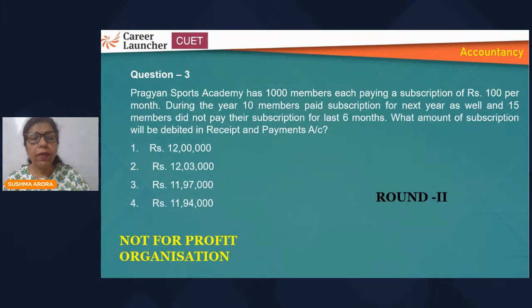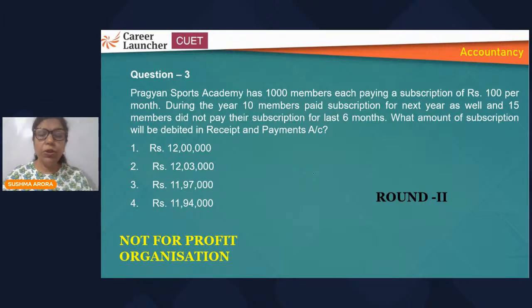Question number 3 is a little bit calculative. 1000 members, 100 each, 10 members paid for the next year, 15 members did not pay the subscription for the last 6 months. What amount of subscription will be debited in receipt and payment account? Yes, children, try to do this question. This is a very important question. In our practice paper also we did many questions of this type, and I'm sure you all are able to do it.